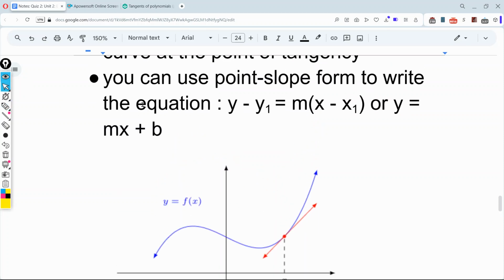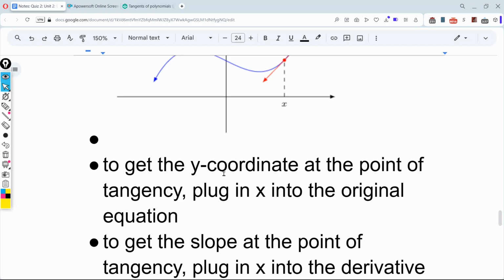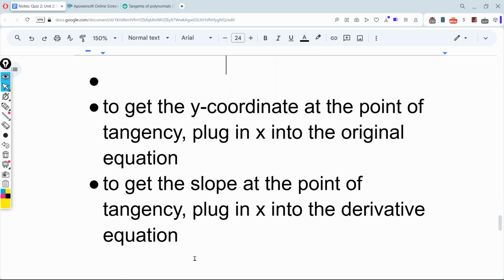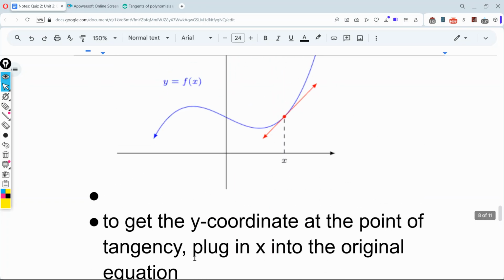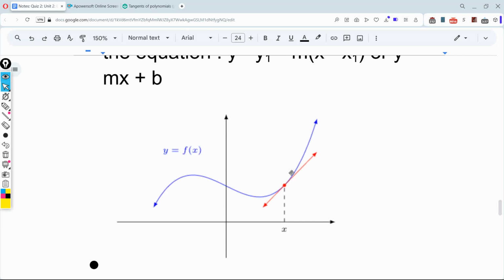And you can use point slope form to write the equation. That's y minus y1 equals m times x minus x1, or you can just use y equals mx plus b. You want to remember to get the y coordinate at the point of tangency, you plug x into the original equation. If you want to get the slope at the point of tangency, you plug x into the derivative equation. So we're going to be finding the derivative as usual and then writing the line equation for that tangent line.